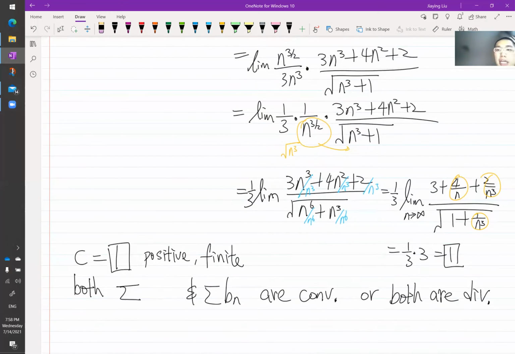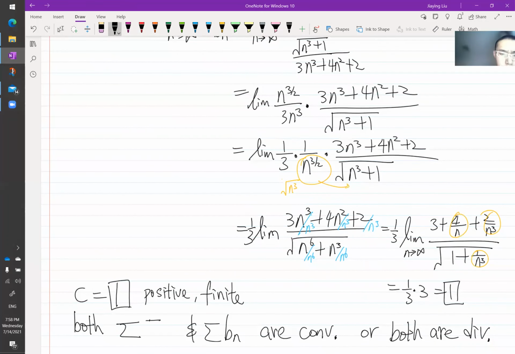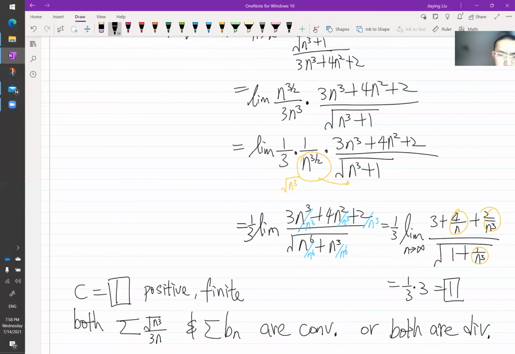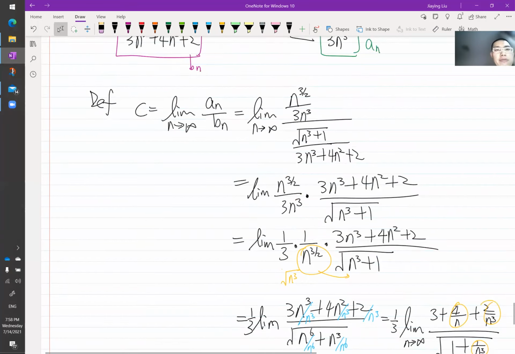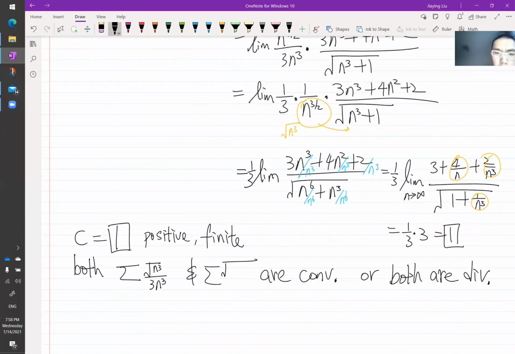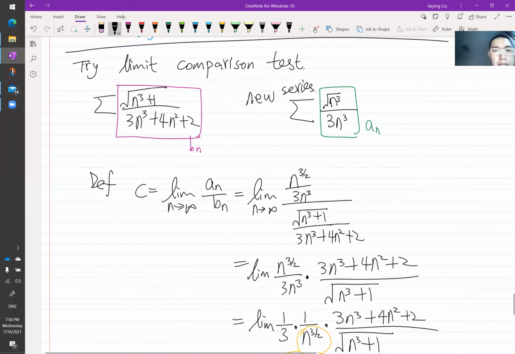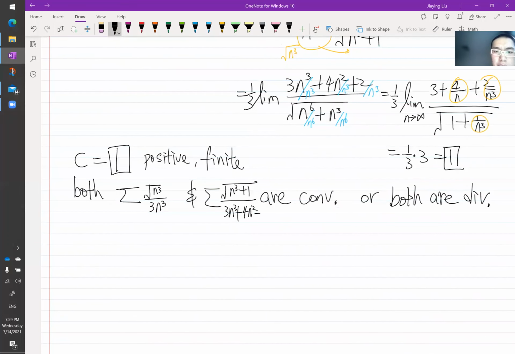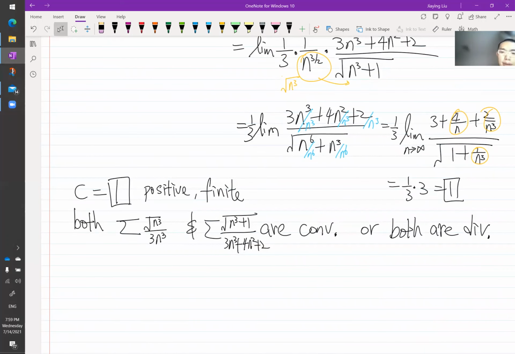So what is AN? AN is the square root of n cubed over 3n cubed. BN is the one that I'm looking for, which is the square root of n cubed plus 1 over 3n cubed plus 4n squared plus 2. So both of them are convergent or both of them are divergent. That's what this limit comparison test tells us. But can we work with a simpler one to see if it's convergent or divergent? We should be able to, right?